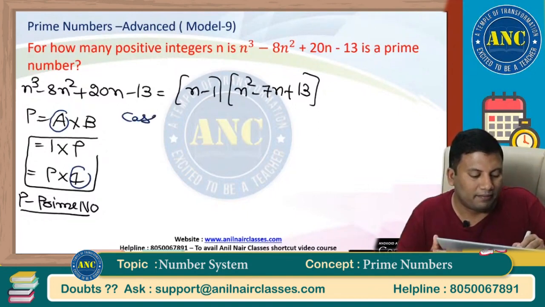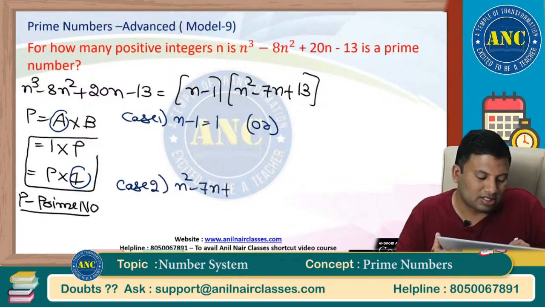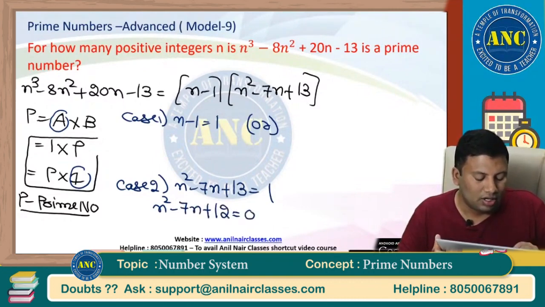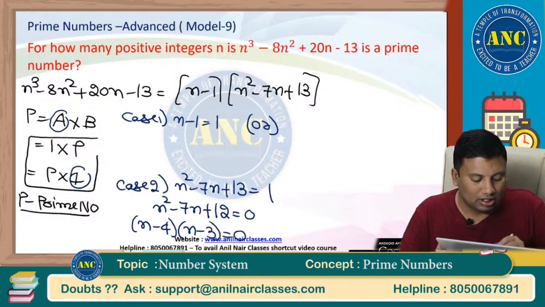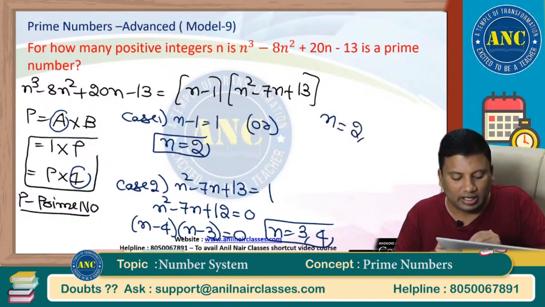Case number 1: either n minus 1 is equivalent to 1, or case number 2: the second factor can be 1. n square minus 7n plus 13 equivalent to 1. So, n square minus 7n plus 12 equivalent to 0. This is nothing but n minus 4 into n minus 3 equivalent to 0. n is nothing but 3, 4. So, n can be 3, 4, or n can be 2. So, 3 values it can take.